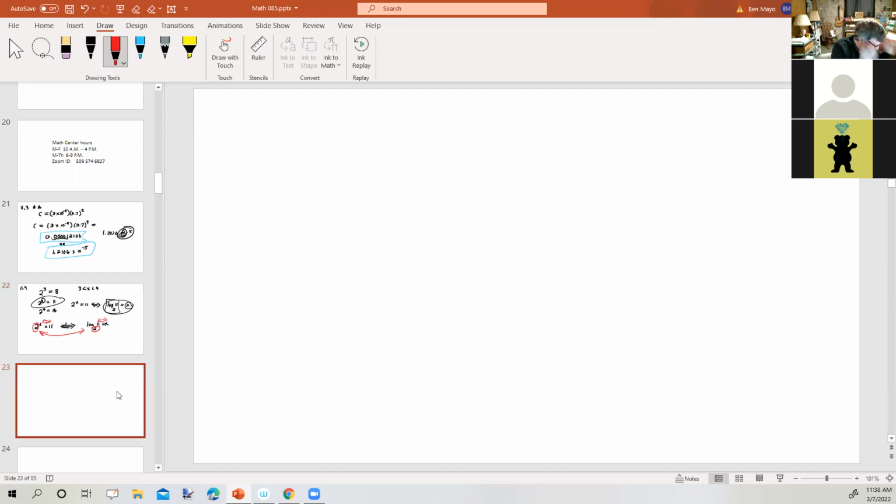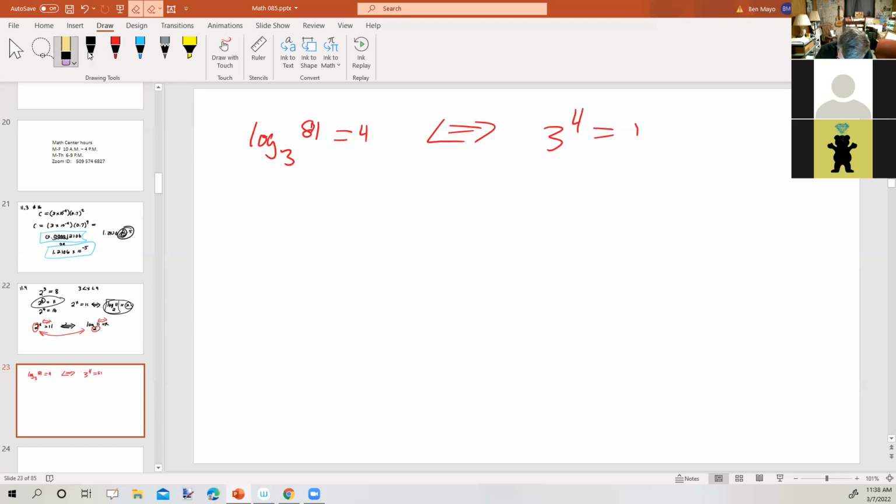So let's say I've got log base 3 of 81 equals 4. I want to take this logarithmic equation and change it to exponential form. Log base 3 of 81 equals 4. 3 is the base. Well, in exponential form, it would be 3 to the 4th power equals 81. So the base stays the same, but the other two numbers change places. Any questions about this example?